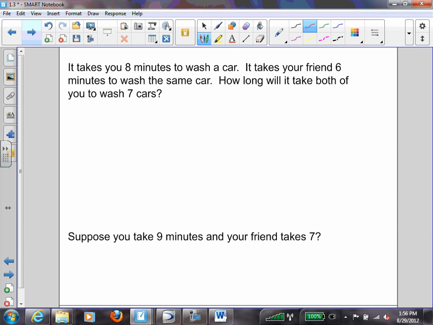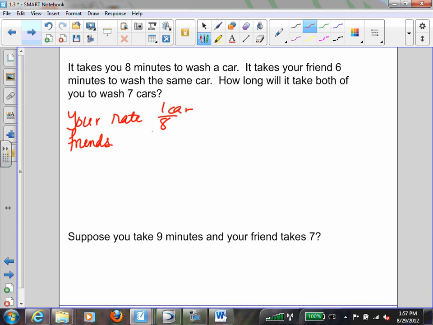It takes you 8 minutes to wash a car. It takes your friend 6 minutes to wash the same car. How long will it take both of you to wash 7 cars? What's your rate? Isn't it something over minutes usually? 1 car over 8 minutes. What is your friend's? 1 over 6, right?